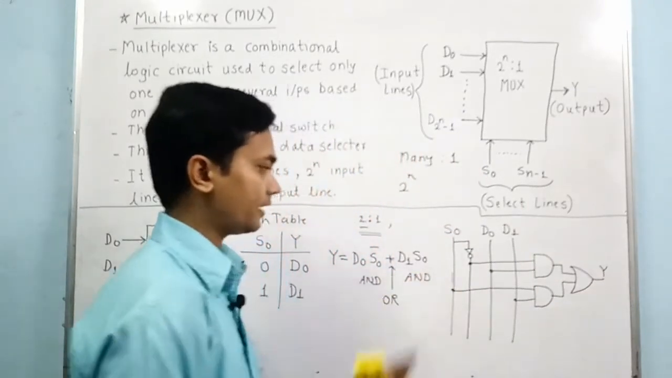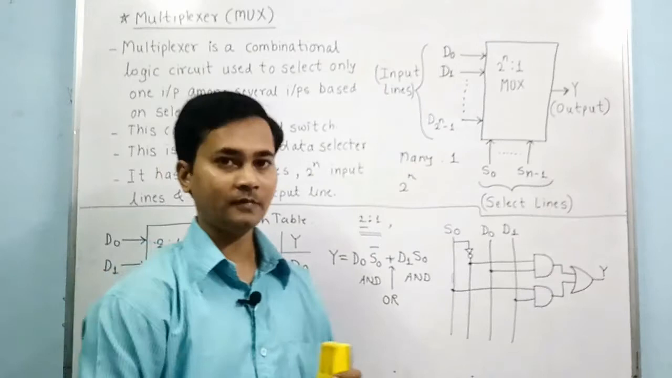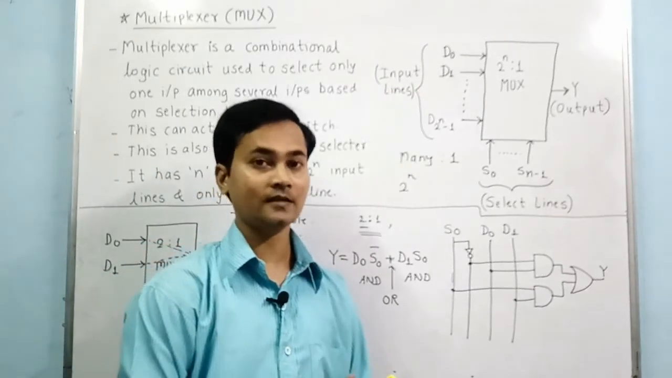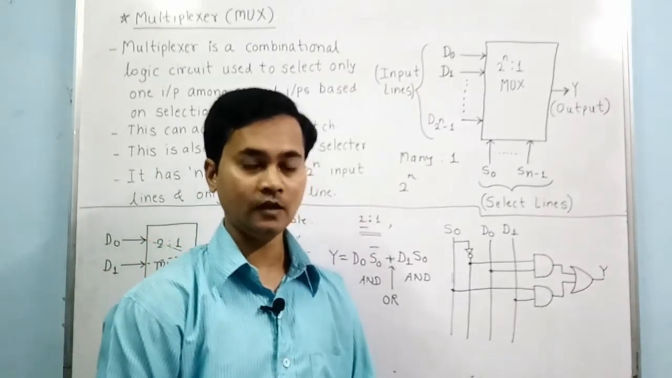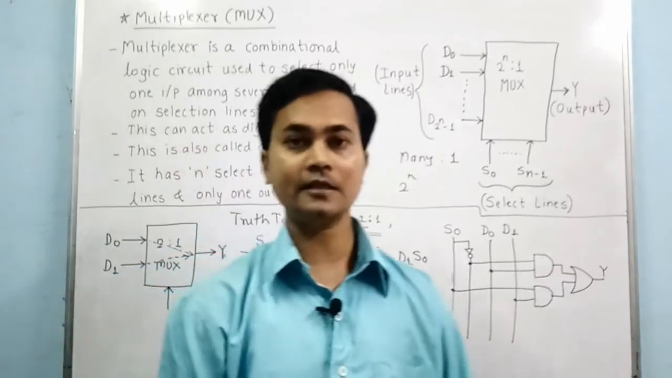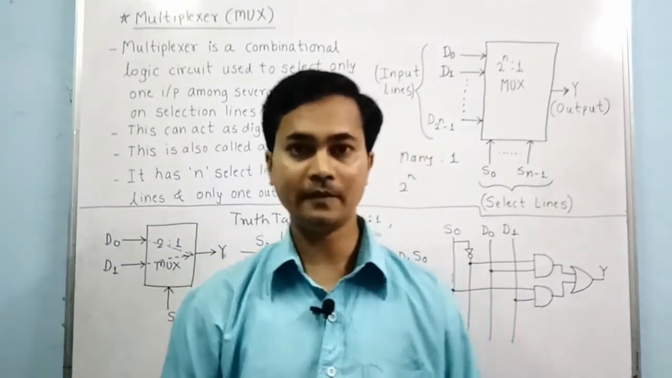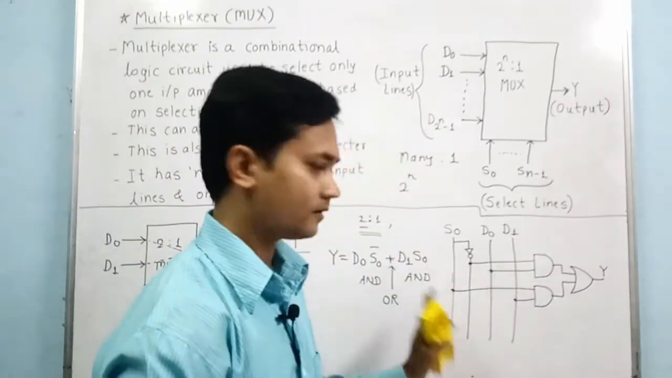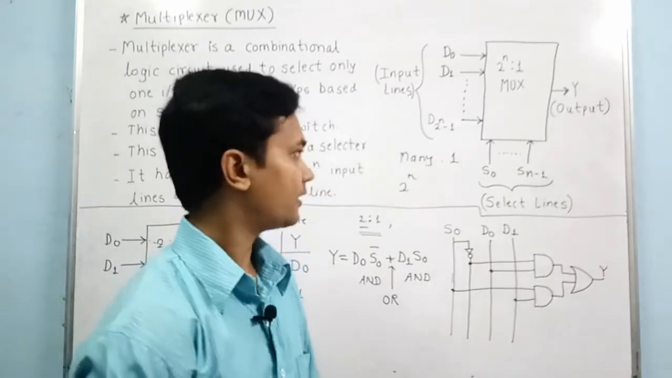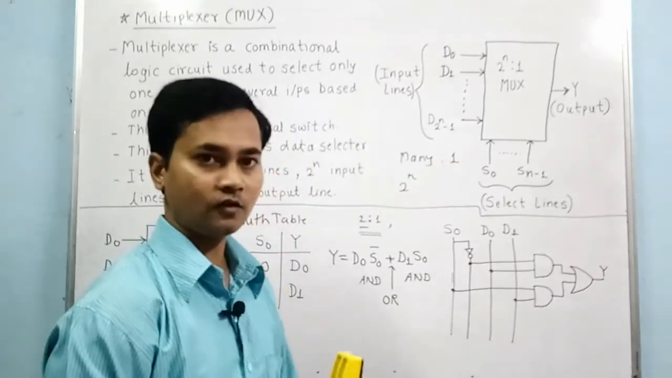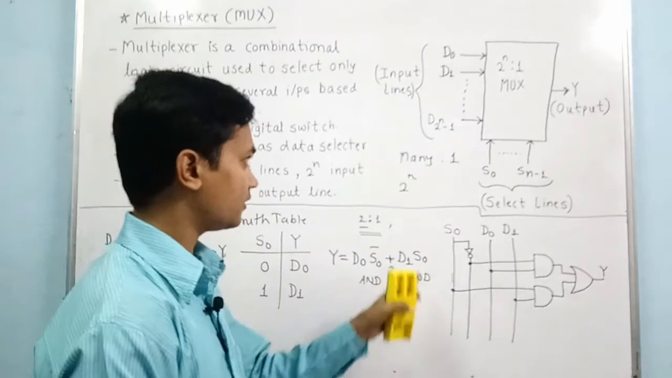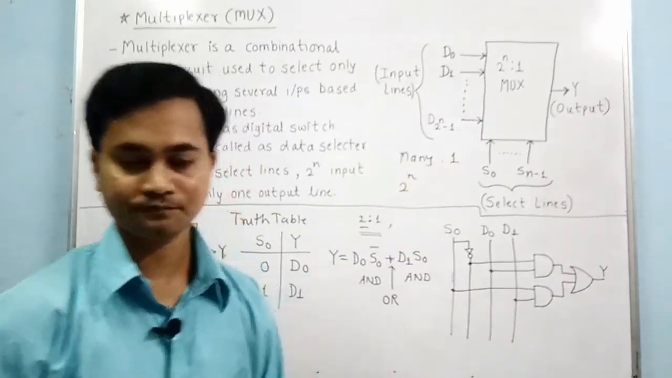So this is how we can implement a 4:1 multiplexer also, an 8:1 multiplexer also, or a 16:1 multiplexer also. Depending upon our application requirement, we have to implement this kind of circuits. Okay, now let us see one or two examples based on these multiplexers.